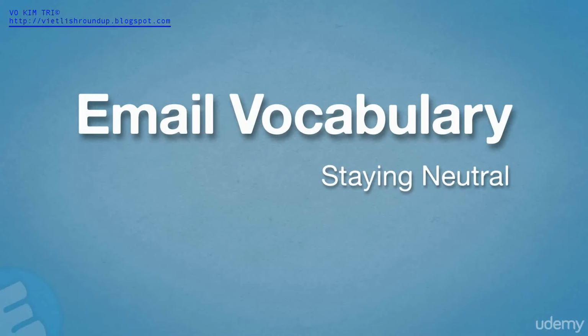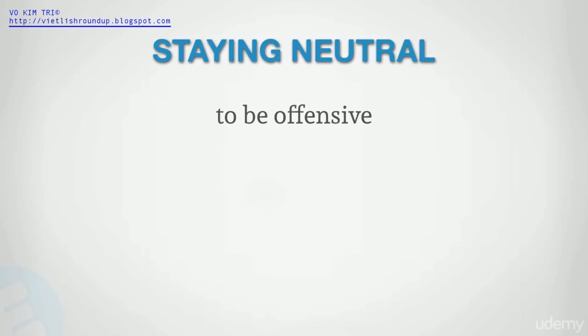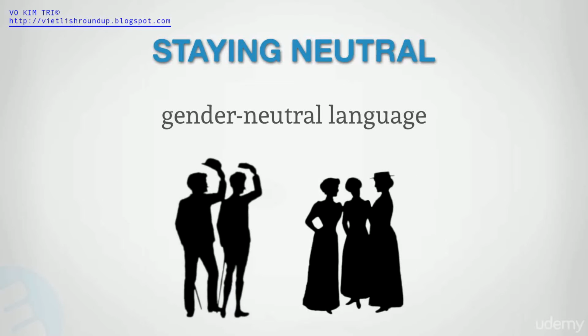In English, there are many different ways to be offensive. That means to insult someone, purposely or by accident. For our email writing, we're only going to talk about gender-neutral language, language that doesn't differentiate between men and women.